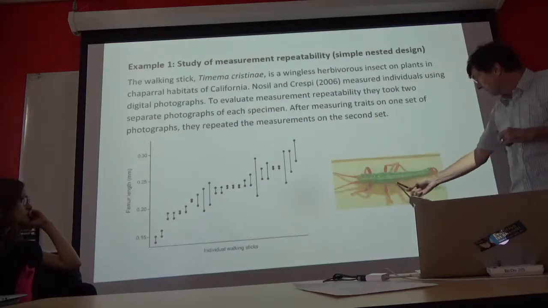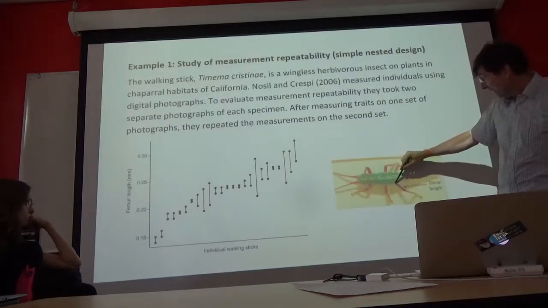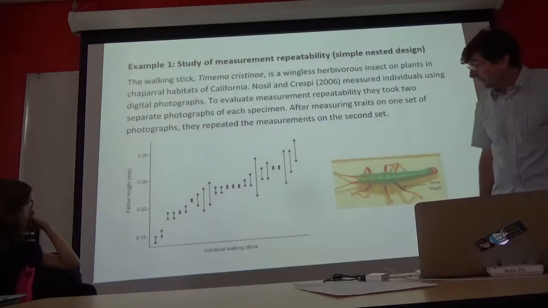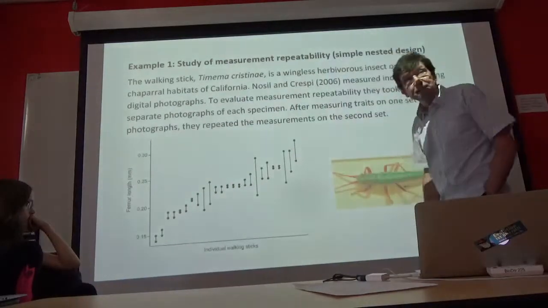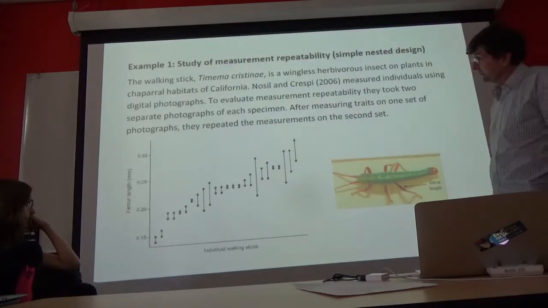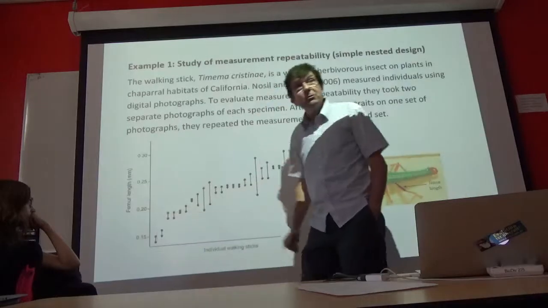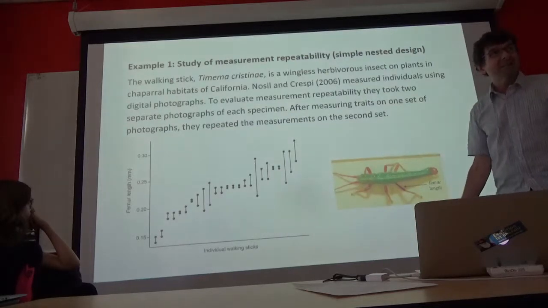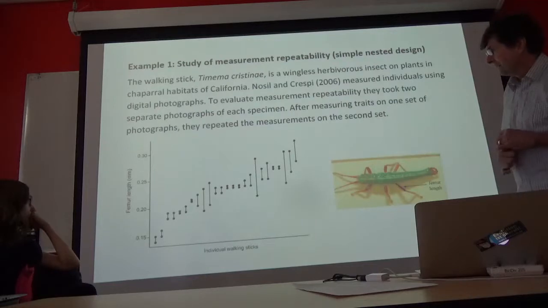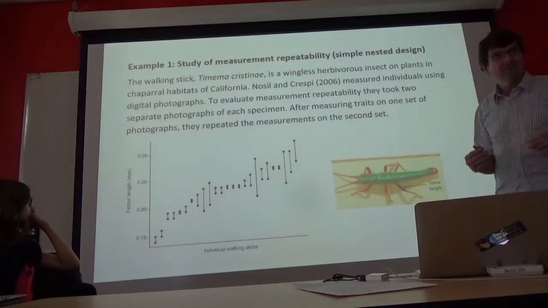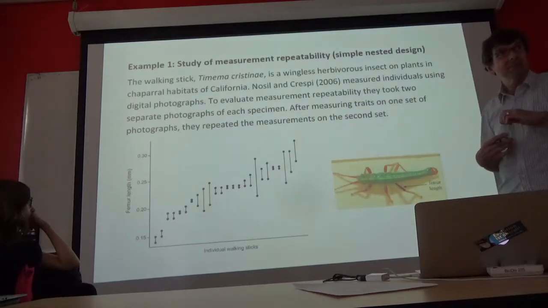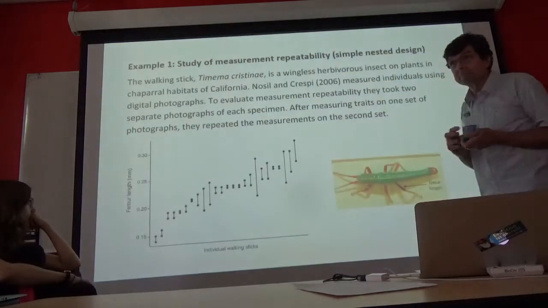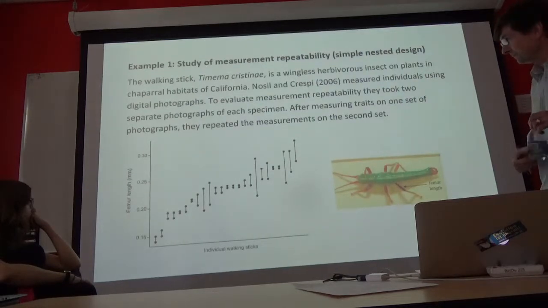And the data I'm going to show you are based on one measurement, which was taken from the digital photographs, the length of the femur. So I've got a plot here, which just arrays the individual walking sticks from left to right in this sample of, I think, 25 individuals. And then along the y-axis, I've plotted the two measurements that they obtained in their analysis. And surprise, surprise, they didn't get exactly the same measurement each time. In fact, they never got the same measurement twice. So measurement error is real, even from digital photographs. In some cases, there was a reasonable difference between them. Must have grown.